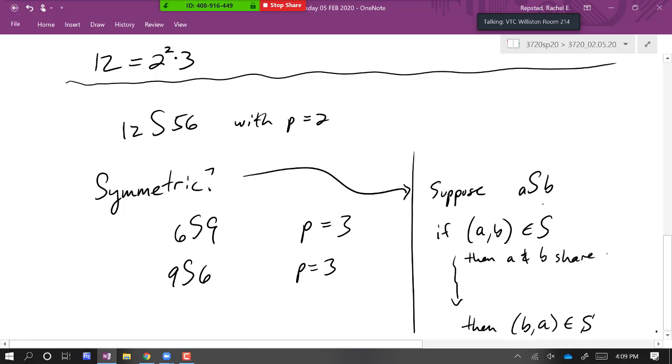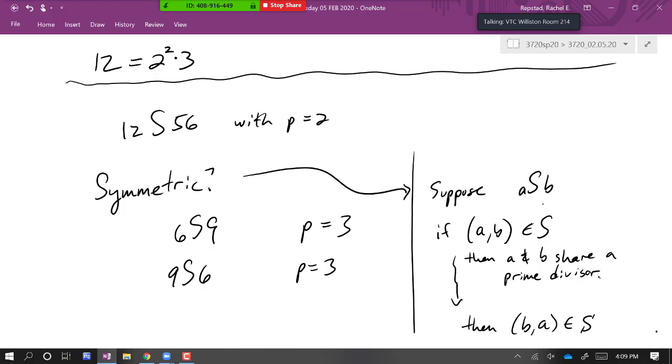Really sharing is like the root of the proof, right? Yeah. Or there's a P that divides both A and B, right? Or share a prime divisor. However you want to word it is fine. If A and B share a prime divisor, what can we say? Then B and A also. Then B and A share a prime divisor, right?